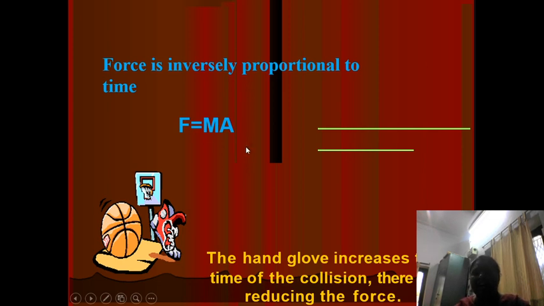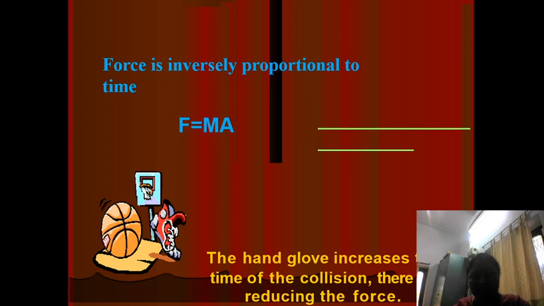That means if we see the relation between F and t, F is inversely proportional to t. If time increases, force will be reduced, or if time is less, force will be increased. So for any baseball player or cricket player, wearing gloves is necessary because the ball is coming with a very high speed or very high acceleration. Because of the acceleration, it will have so much force. If it hits the hand, what happens?